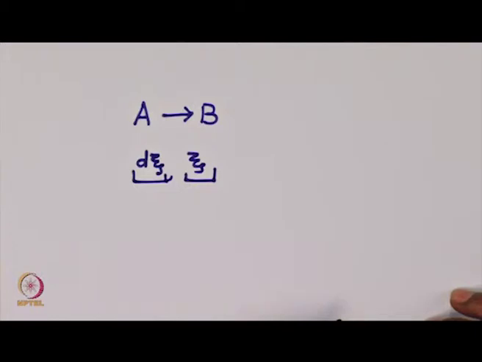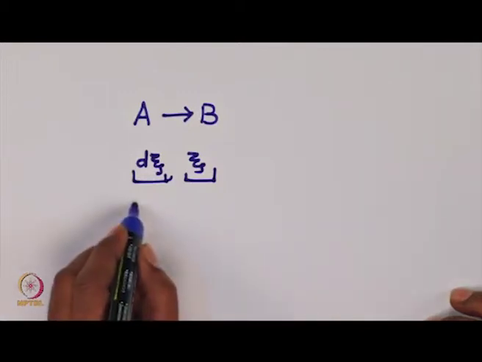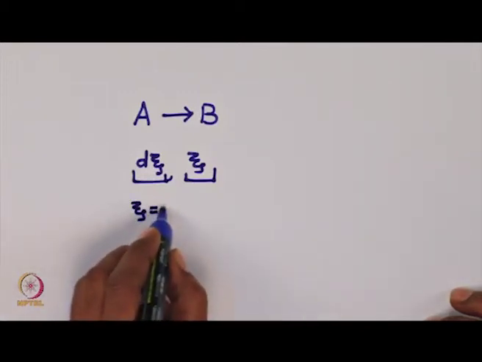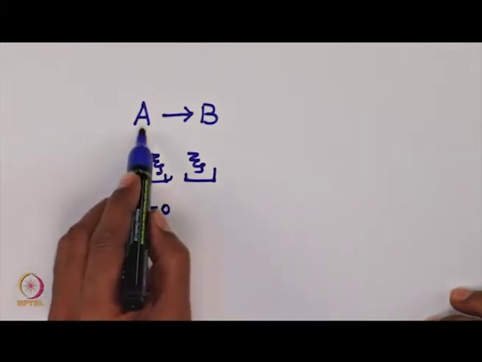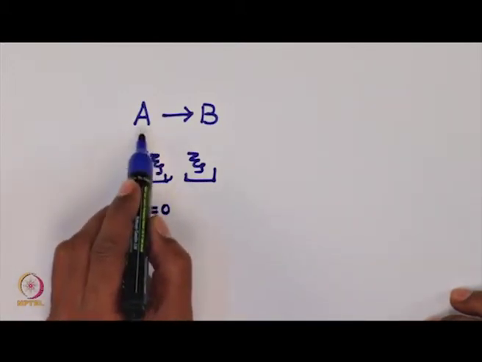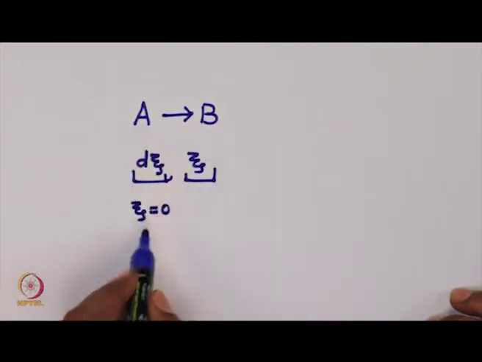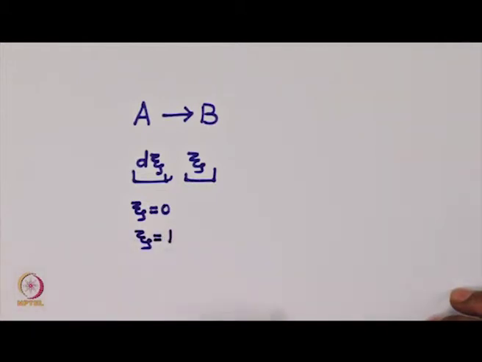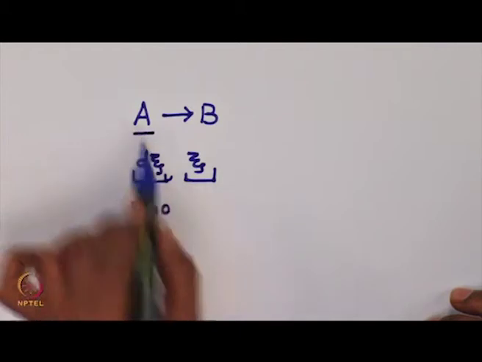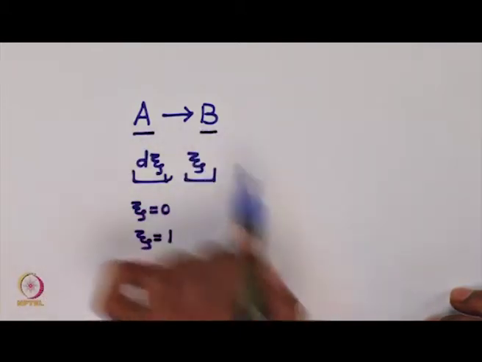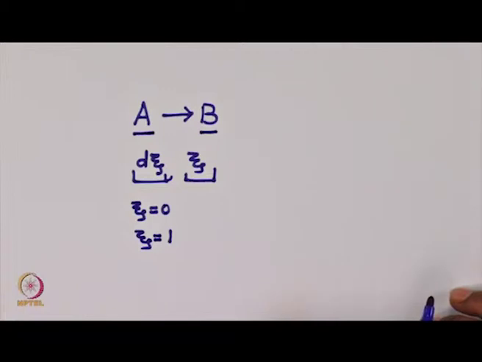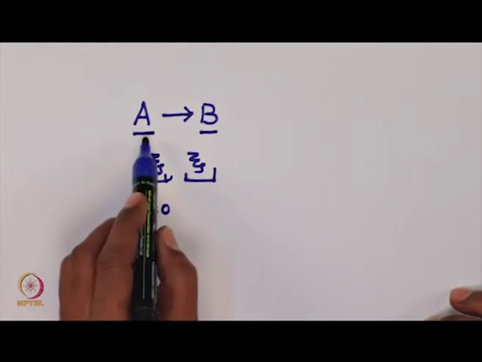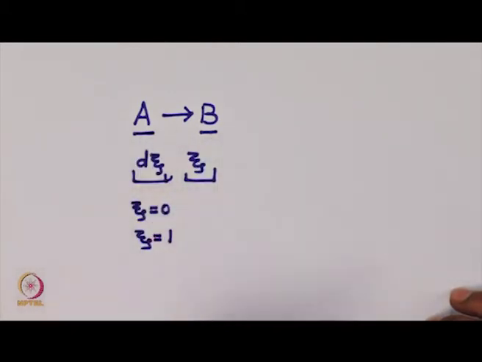Extent of reaction means how much the reaction has advanced. Extent of reaction equal to 0 means the reaction has not proceeded. You have pure A, and extent of reaction equal to 1 means 1 mole of A has been converted to 1 mole of B. This must be very clear that when xi is equal to 1, it means 1 mole of A has been converted to 1 mole of B.